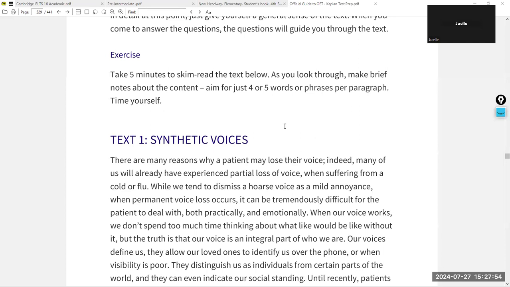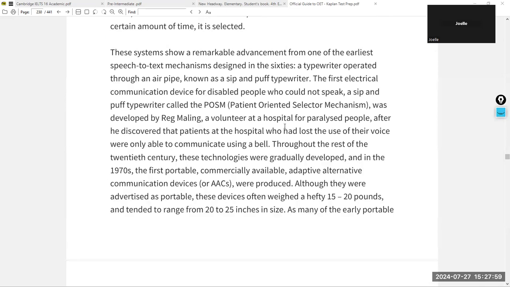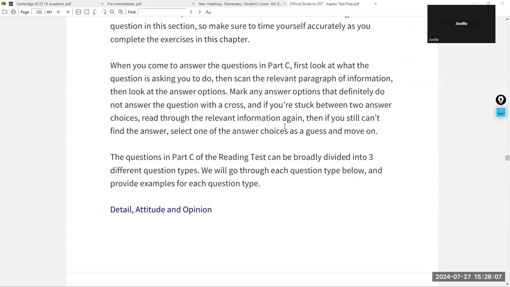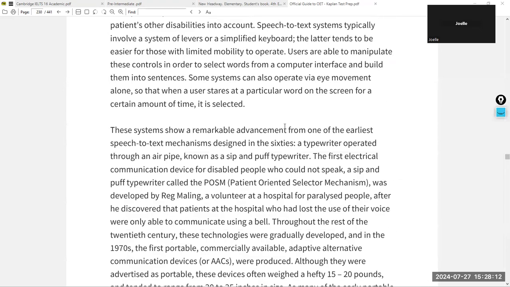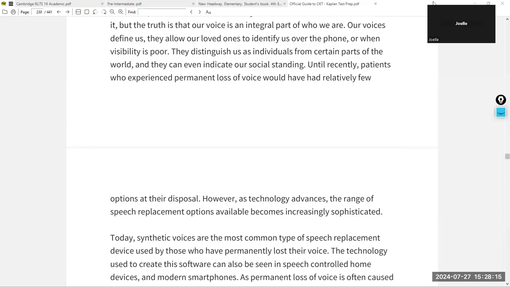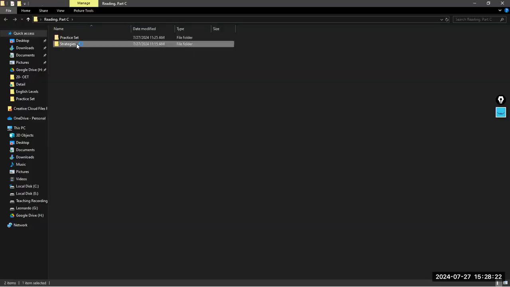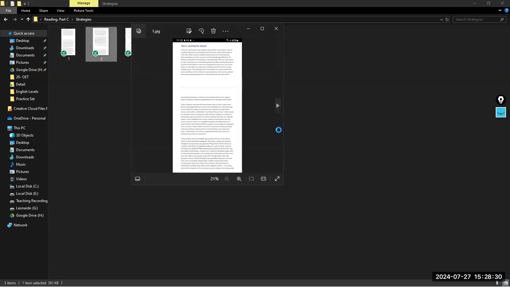Thank God, I have already prepared this passage, and now I'm going to go directly to the passage. Now let's try to read this passage really fast. After reading, we are going to solve the questions that we have in part C. But to do so, I have these pictures. This is about part C. Let me open the 2 pictures.